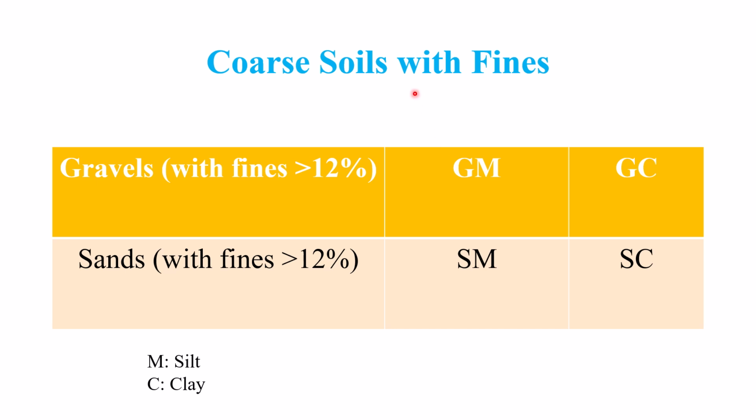But real soils are rarely clean. If more than 12% fines are present, gravel becomes GM or GC and sand becomes SM or SC. M represents silt and C represents clay. So far, we classified coarse soils.